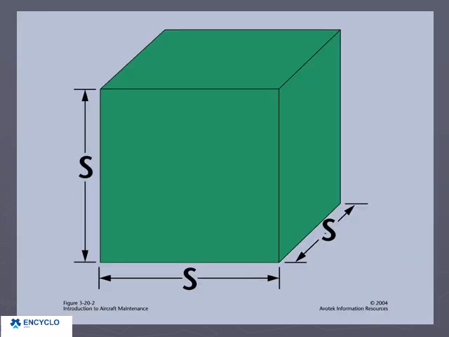This figure represents a cube, a special type of solid where all sides are equal in length, denoted here by the variable s. To find the volume of a cube, use the formula volume equals s cubed, or s times s times s. Since all edges are the same, calculating both surface area and volume becomes straightforward. Cubes are frequently encountered in storage, packaging, and component design in aviation maintenance.